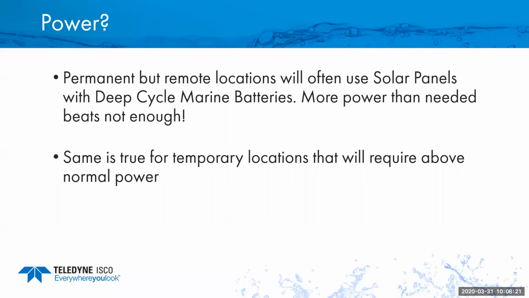The 100 amp hour deep cycle marine batteries, you can get those at Home Depot, Menards, any auto parts store. Basically, where you can get a car battery, you should be able to get one of those batteries. The same is true for temporary locations that are going to require a lot of power too. A solar panel with a big 100 amp hour battery like that is definitely going to get you through your sample routine.